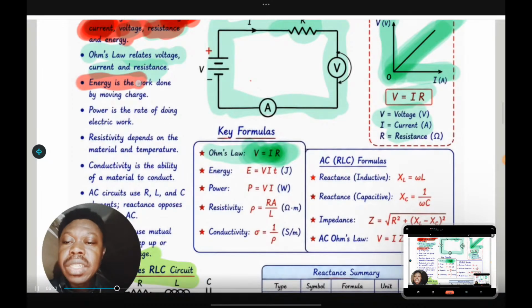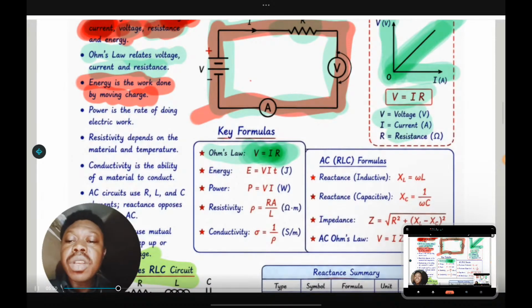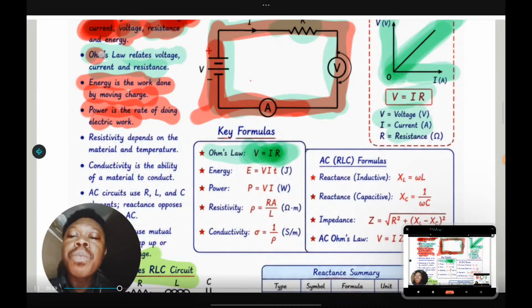Then energy is the work done by moving charge. So when these charges begin to move in this circuit, energy is being consumed. And as energy is present, power is the rate of doing electric work. So you can be asked to calculate voltage, you can be asked to find current, you can be asked to find resistance, you can be asked to find energy, you can be asked to calculate power. Please take note of all these terms.